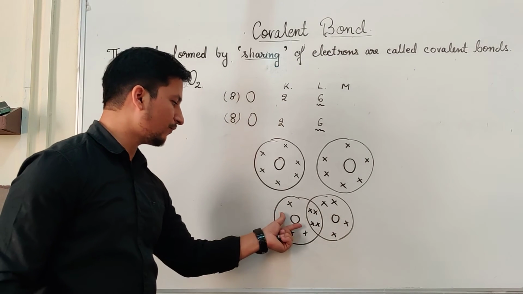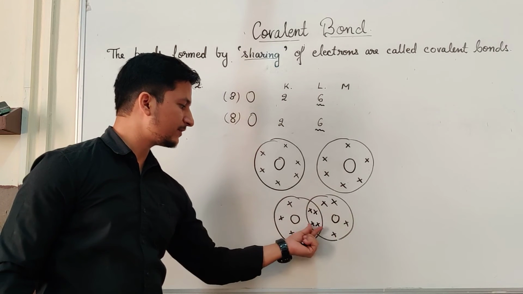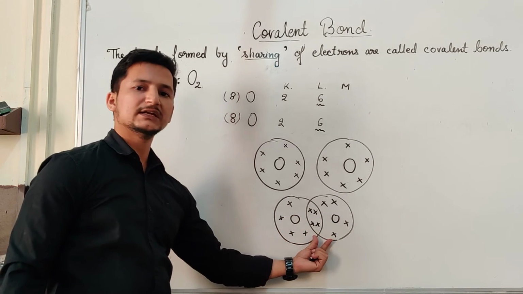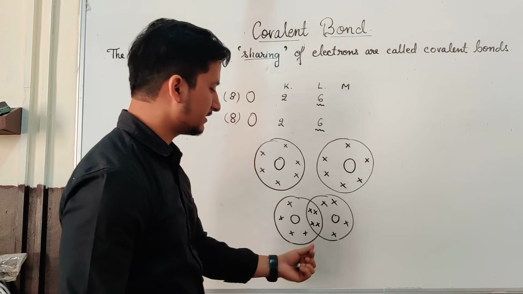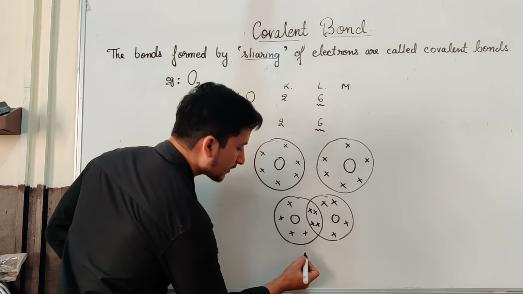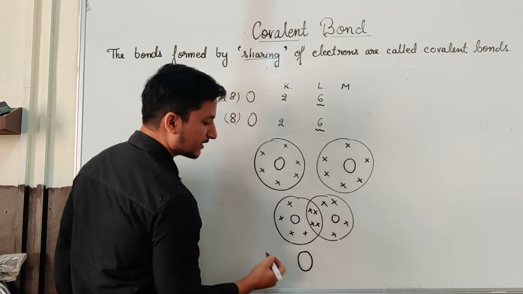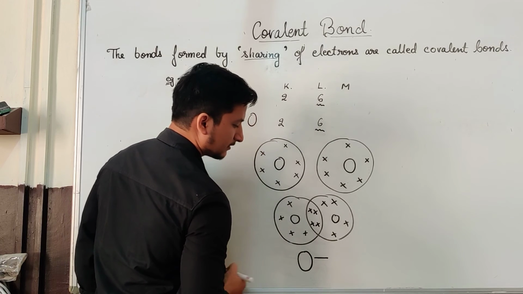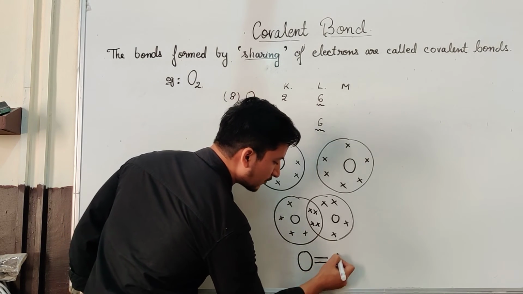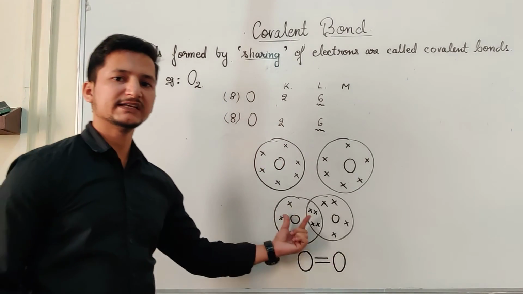So here, 4 plus 4, 8 electrons are with the first oxygen atom, and 4 plus 4, 8 electrons are with the second oxygen atom. So both oxygen atoms have 8 electrons in the valence shell. It means both of them have now become stable. As I told you, one pair of electrons is shown by a single line. So here we have 2 pairs of shared electrons, so we will have a double bond between them. So this is how the oxygen molecule is formed.